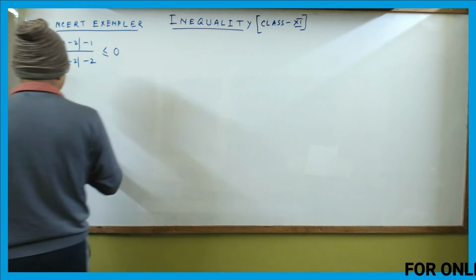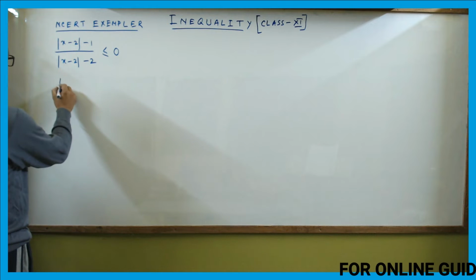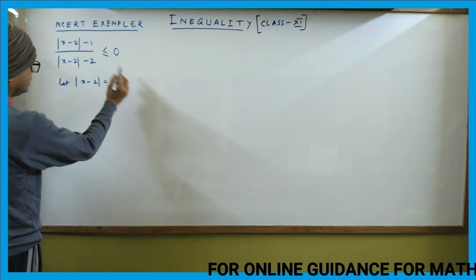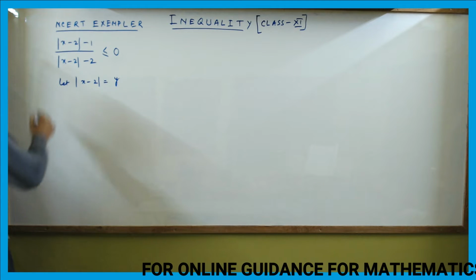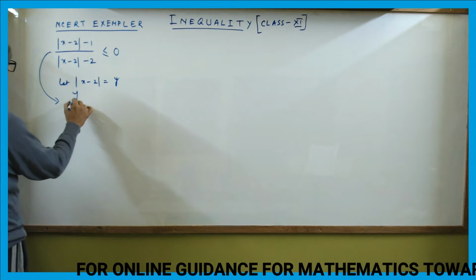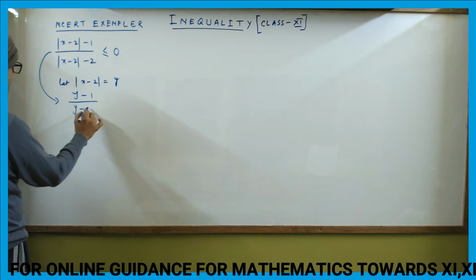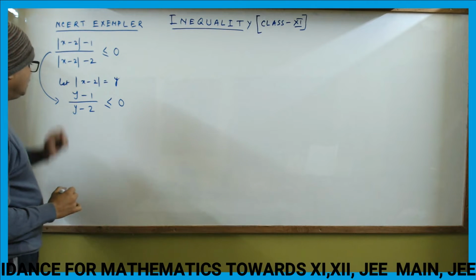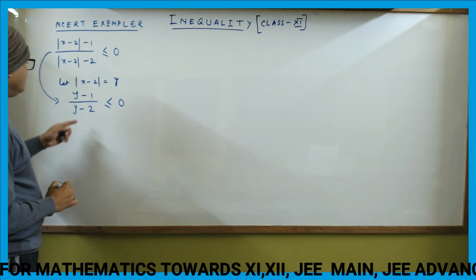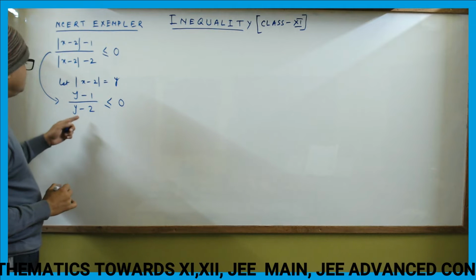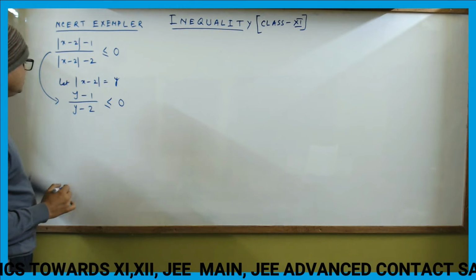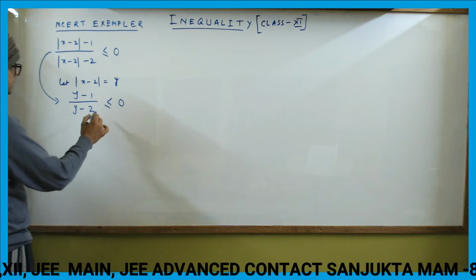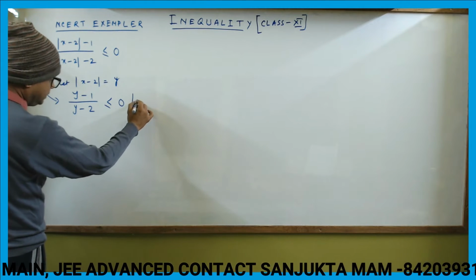So, at first, let mod of x minus 2 equal y. So this inequation reduces to (y minus 1) over (y minus 2) less than or equal to 0. Now we should conclude from this inequation that (y minus 1) over (y minus 2) is a negative number, or zero.